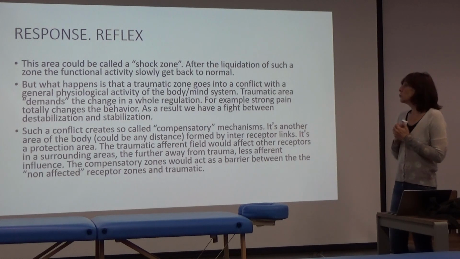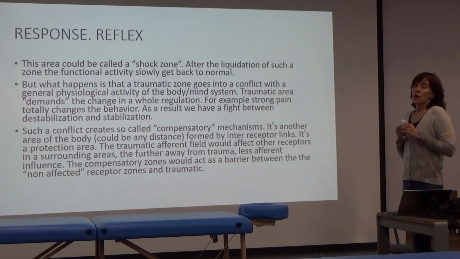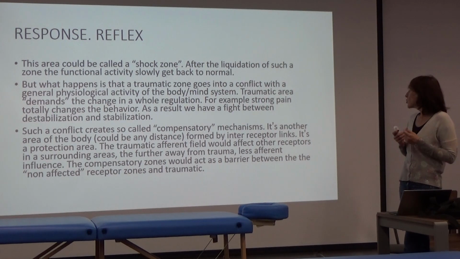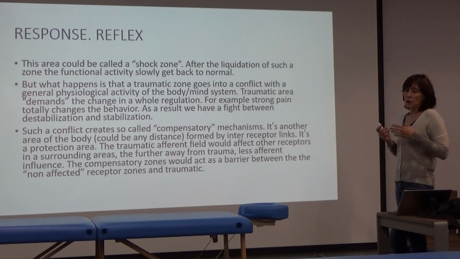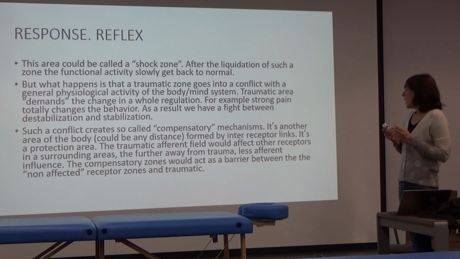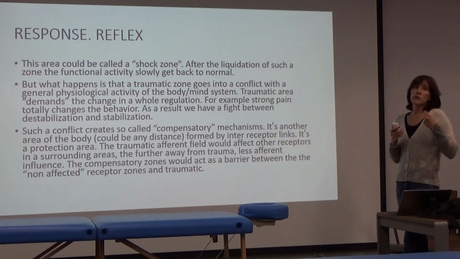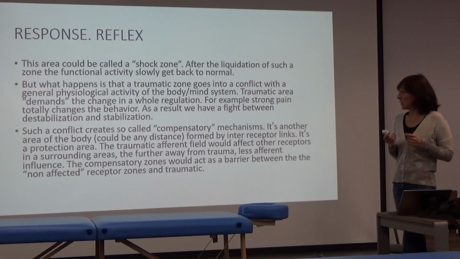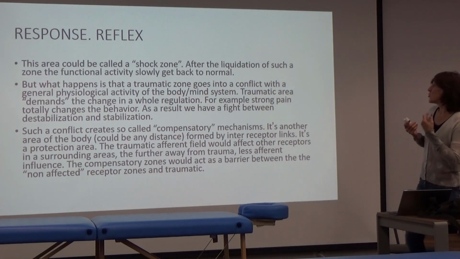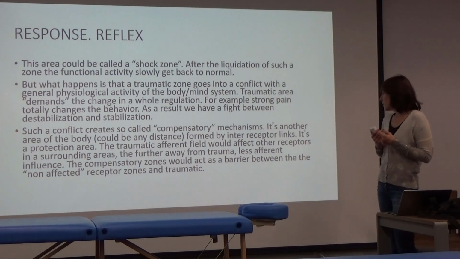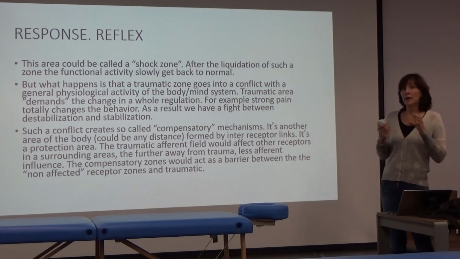And such a conflict could create so-called compensatory distribution of the signal. The compensation could be in another part of the body, and those parts of the body are going to be oversensitive to any kind of stimulation. Then the traumatic afferent field would affect other receptors in surrounding areas, and the compensatory area would act as a barrier between the non-affected zones and affected zones.